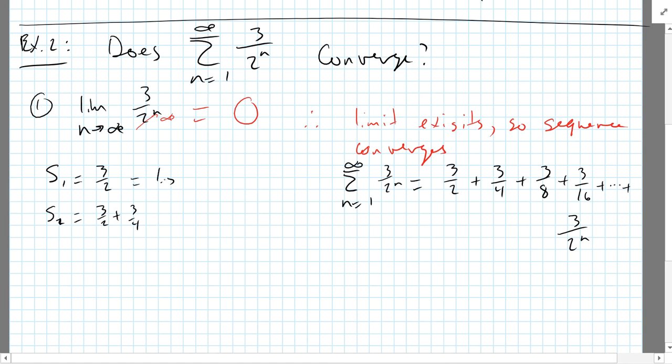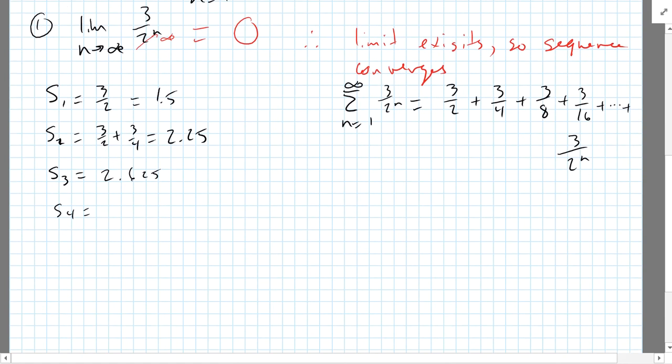Well, that's 1.5, and I'm adding 3/4. That means I get 2.25. And then for my third partial sum, I'm going to add in 3/8, and I'm going to get 2.625. And if I look at the fourth partial sum, I'm going to get 2.815. Does it look like we're approaching a value? Well, let's keep going all the way to the 10th term. The 10th partial sum, if I add up the first 10 terms, is 2.997. What does it look like it's converging to? It looks to me like it's going to a value of 3. And it just so happens that's what it is.